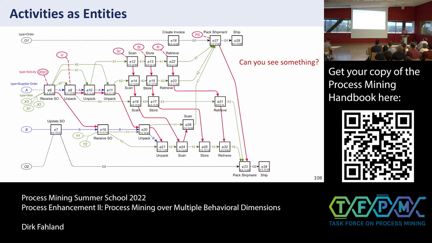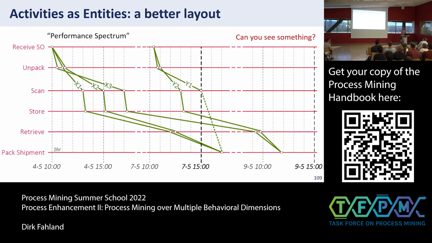Anybody doing operations research? Nobody. It's queues. Let's transform the graph, give it a better layout, and just focus on items and activities. Yes, there it is, the performance spectrum. So I've now, the events are now really small, right? But these are the events. These are the directly follows edges for the activities. These are the directly follows edges for the items. I've spaced them out over time. Can you see something now?